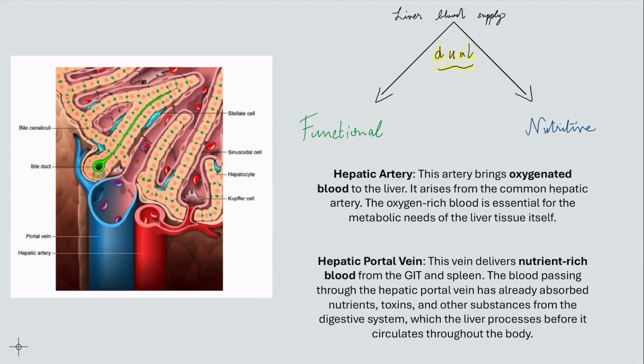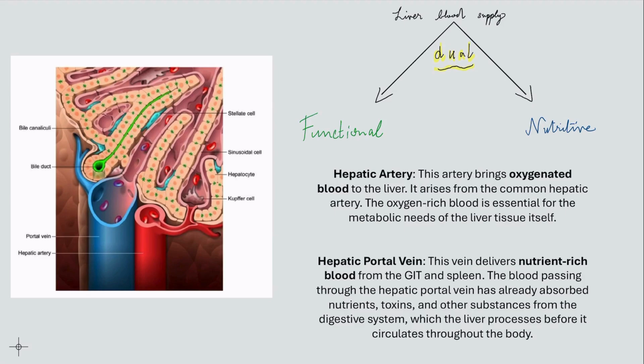And before we go to the ducts, we will look at the liver's blood supply. It has a sort of dual blood supply, one being functional and one being nutritive. So the hepatic artery will bring oxygenated blood to the liver, and it's very essential for the liver tissue because it has so many functions, as you'll see in physiology next year. But this oxygen-rich blood is really essential to the liver. So that's brought by your hepatic artery, and that is a branch of the common hepatic artery.